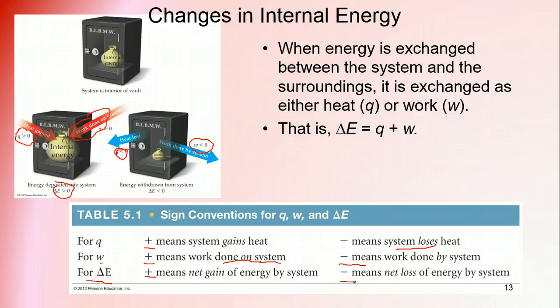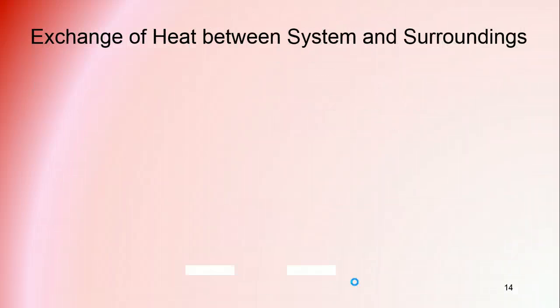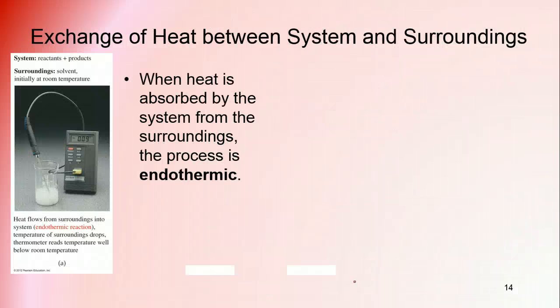Here's our equation for delta E then. So delta E equals Q plus W, and obviously then we need to keep track of what the signs are for what's being gained or lost. The vocabulary around heat energy being gained or lost: notice in this system over here, whatever reaction is being done has resulted in the temperature going from room temperature to below room temperature, and so that is going to mean that it's endothermic. Now, we've talked about this in first year chem.